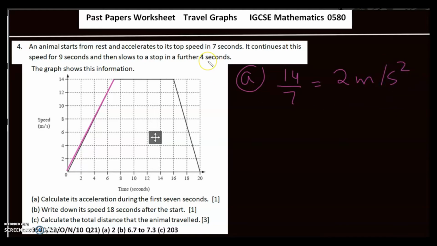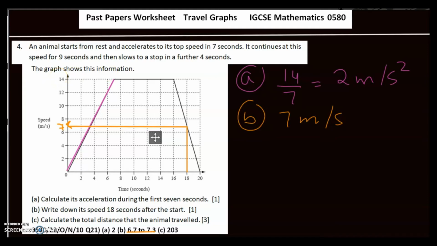Part B, write down its speed 18 seconds after the start. So 18 seconds after the start is here, and the speed is this value. All you need to do is read out this value from the graph. So it looks like around 7 to me, and in the marking scheme you're allowed to write anything between 6.7 to 7.3. So 7 is a good enough answer, meters per second. Part C, calculate the total distance that the animal travels.